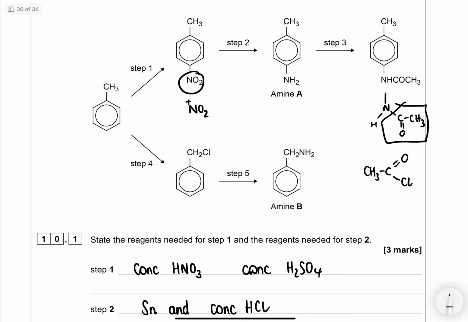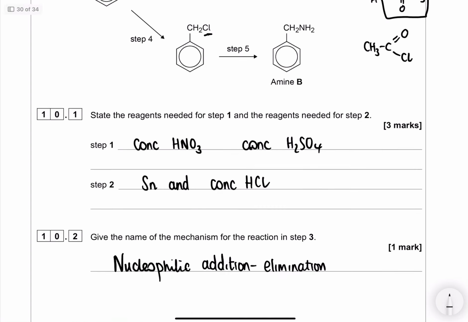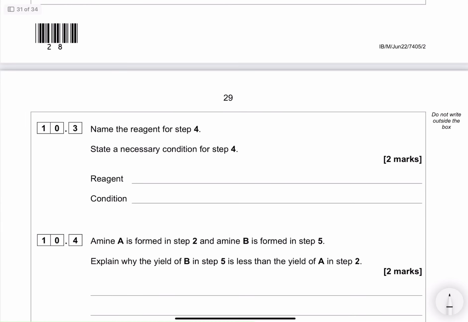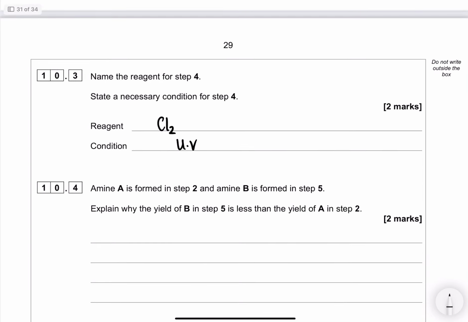Name the reagent for step 4. So we just go back and have a look at step 4. What we're doing here is replacing a hydrogen with a Cl, so we're substituting an H for a Cl. So it's a substitution, but in order to do that on what is essentially an alkane, the methyl group is an alkyl group, we're going to need to do free radical substitution. So our reagent is chlorine and our condition is UV light.